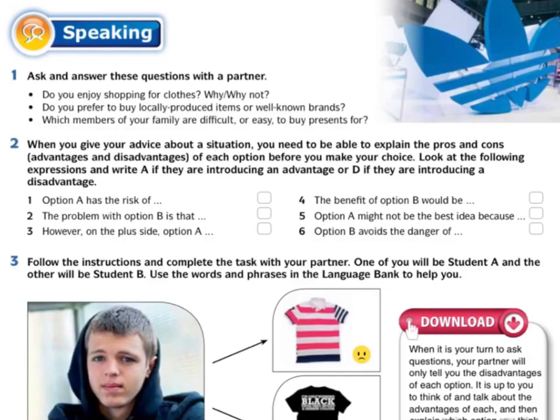Kalau anda ingin memberi nasihat tentang sesuatu situasi, anda perlu menerangkan kebaikan dan keburukan setiap pilihan anda sebelum membuat pilihan yang terbaik. Let's look at the sentences here.